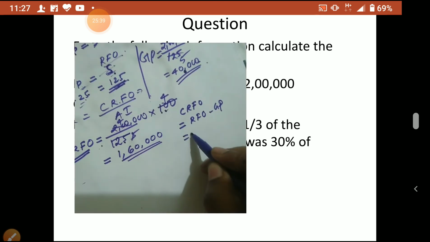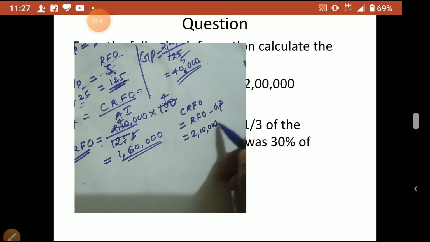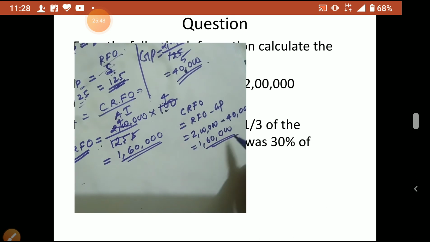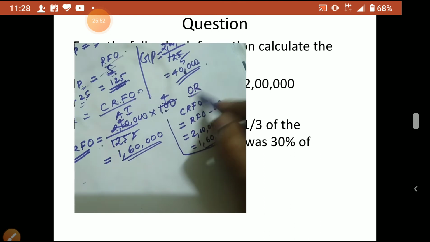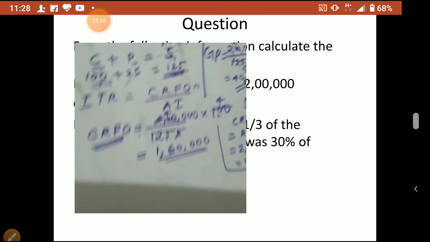So RFO is how much? 2 lakh minus gross profit 40,000. So you will get 1,60,000. Both answers are the same. This is the alternative, so this way also you can do.